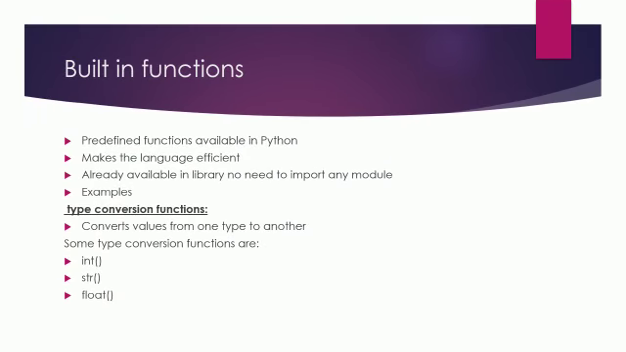Function. But now, in today's class, we are going to study in detail what the types of functions are. So, the first type of function is the built-in function. Let's see what a built-in function is. Built-in functions are those functions which are already available in the Python library.